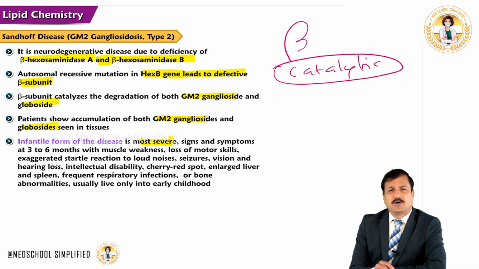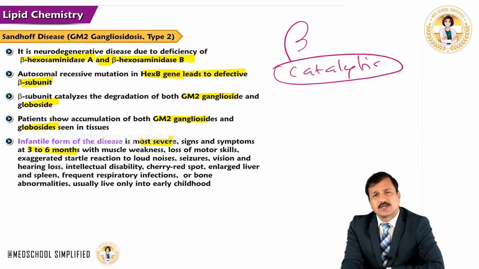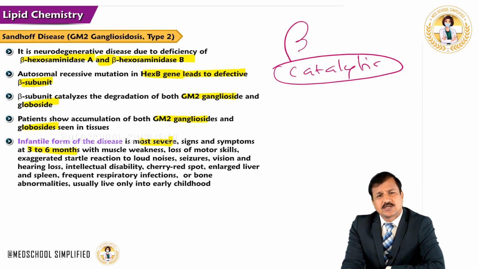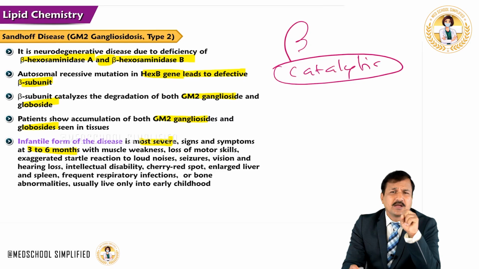The infantile form of Sandhoff disease is the most severe condition. Signs and symptoms appear at 3 to 6 months with muscle weakness, loss of motor skills, exaggerated startle reaction to loud noises, seizures, changes in vision and hearing loss, intellectual disability, cherry red spot and hepatosplenomegaly. Frequent respiratory infections or bone abnormalities can be seen. Usually a child lives only into early childhood and death happens after that.